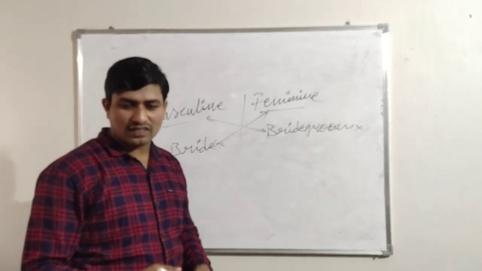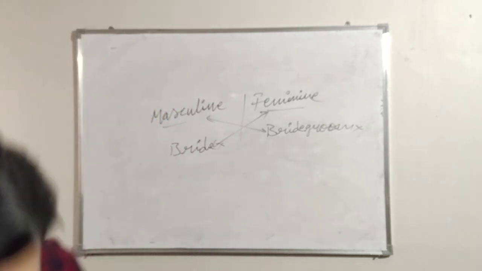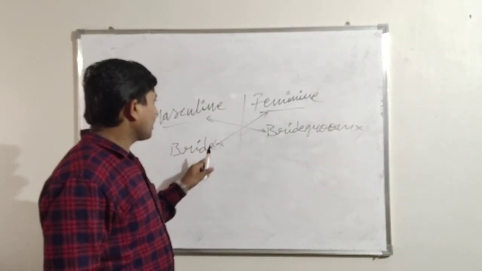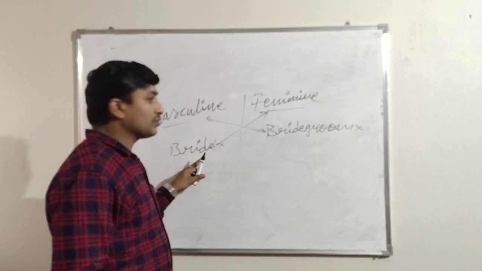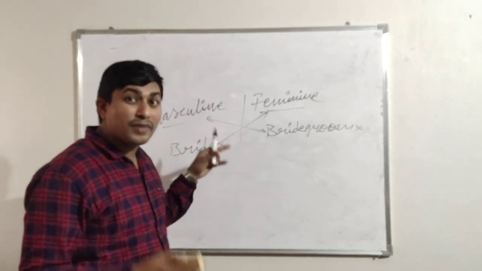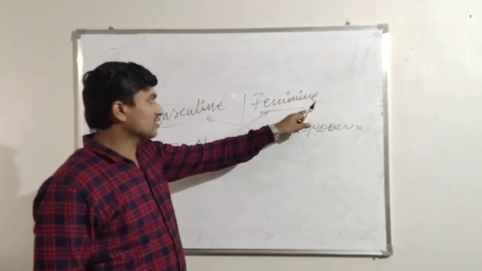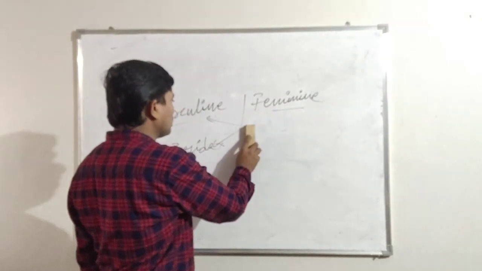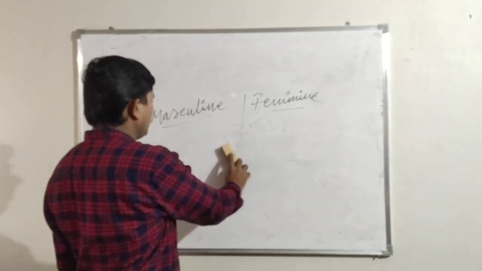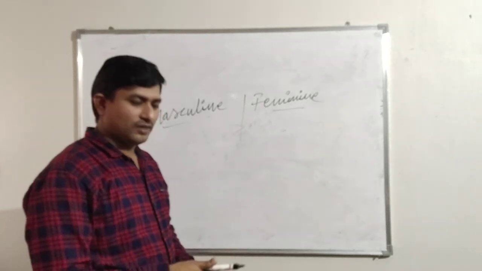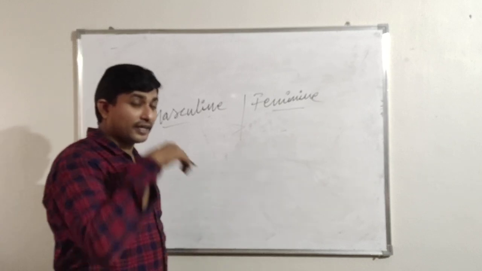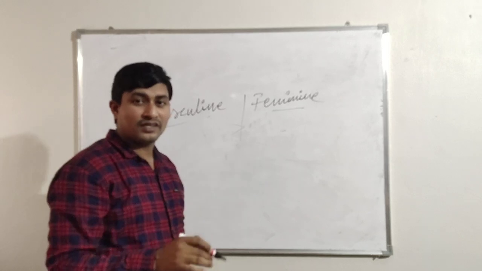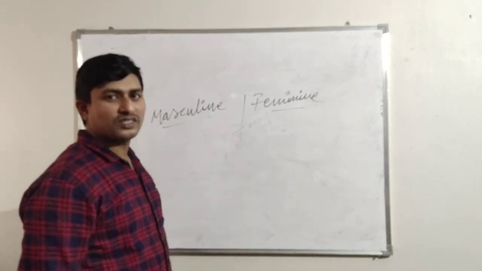Sorry for this, the mistake happened. So masculine is a bridegroom, feminine is a bride. What is masculine? Masculine gender is a male gender, and feminine is a female gender. So this was given mistakenly. Instead of writing bridegroom as masculine and bride as feminine, it was written vice versa.